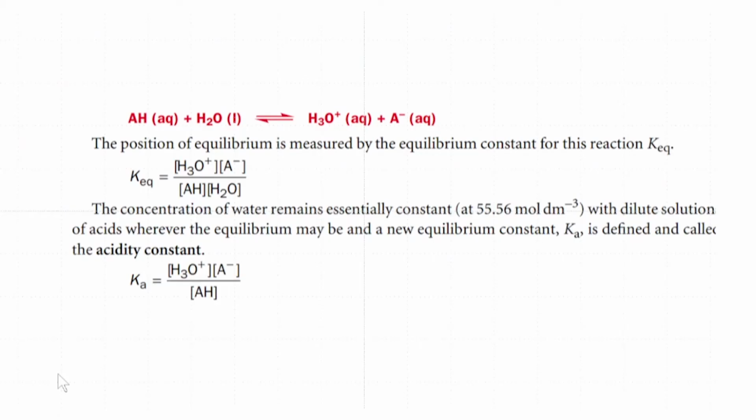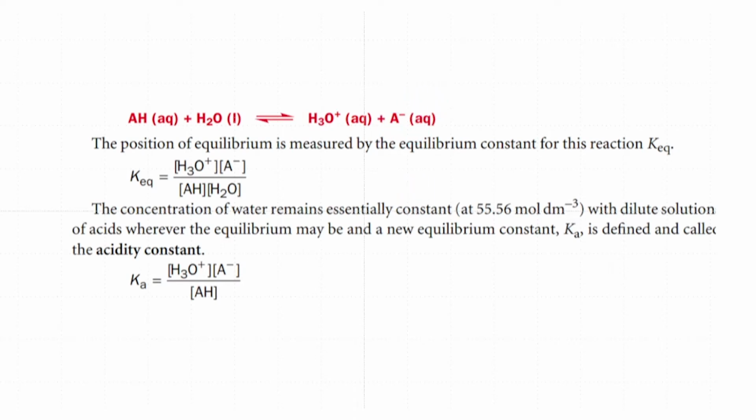So if we take an acid AH and put it in water, then if it's an acid, it's going to equilibrate to produce H3O+ and A-. And the important concept here is that the position of this equilibrium is dictated by the stability of the conjugate base, which is A-.